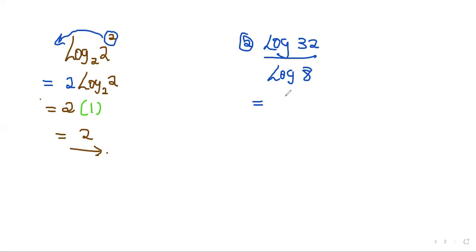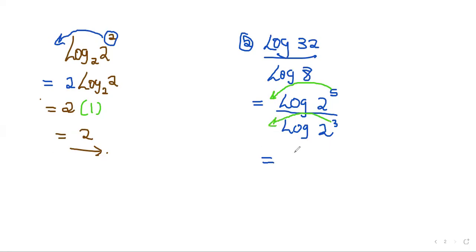So we're going to write log base 2 of 2 to the exponent of 5, divided by the log of 8. We all know that 8 in exponent form is 2 to the exponent of 3. So the next step, I'm going to take this 5 and write it in front here. I'm also going to take this 3 and write it in front right there.